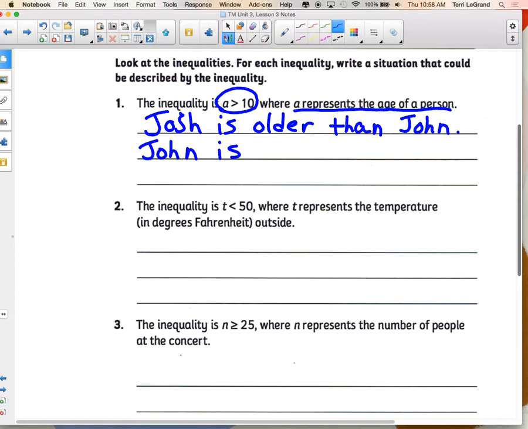Kind of a random number, isn't it? What does our inequality statement have in it for an endpoint? 10. So John is 10 years old. So what is our A representing? Whose age? Josh's age. A is representing Josh's age. So let's just take the time to write that. A is Josh's age.